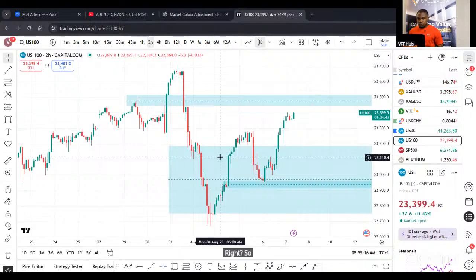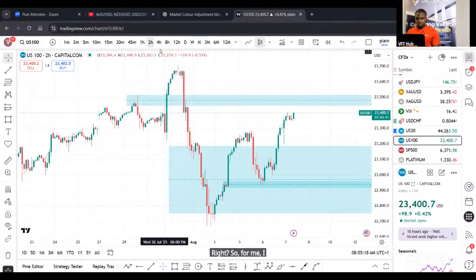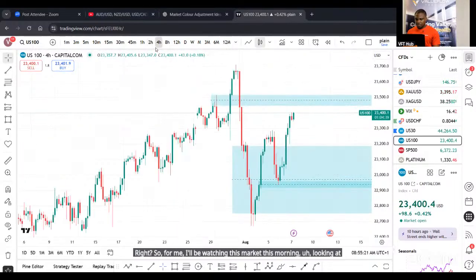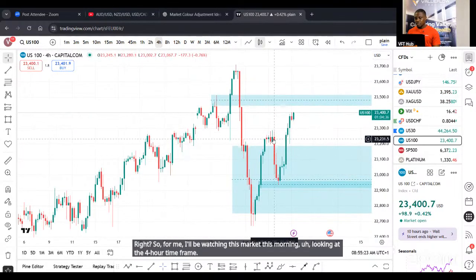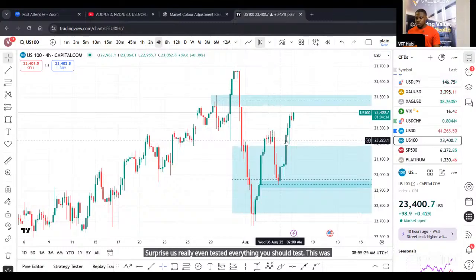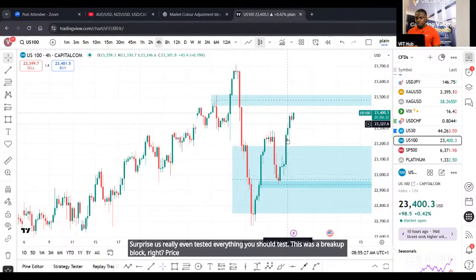So for me, I'll be watching this market this morning. Looking at the 4-hour time frame, price has really even tested everything you should test. This was a breaker block, right? Price tapped into it, broke above, tested it again, and then continued its direction to the upside.